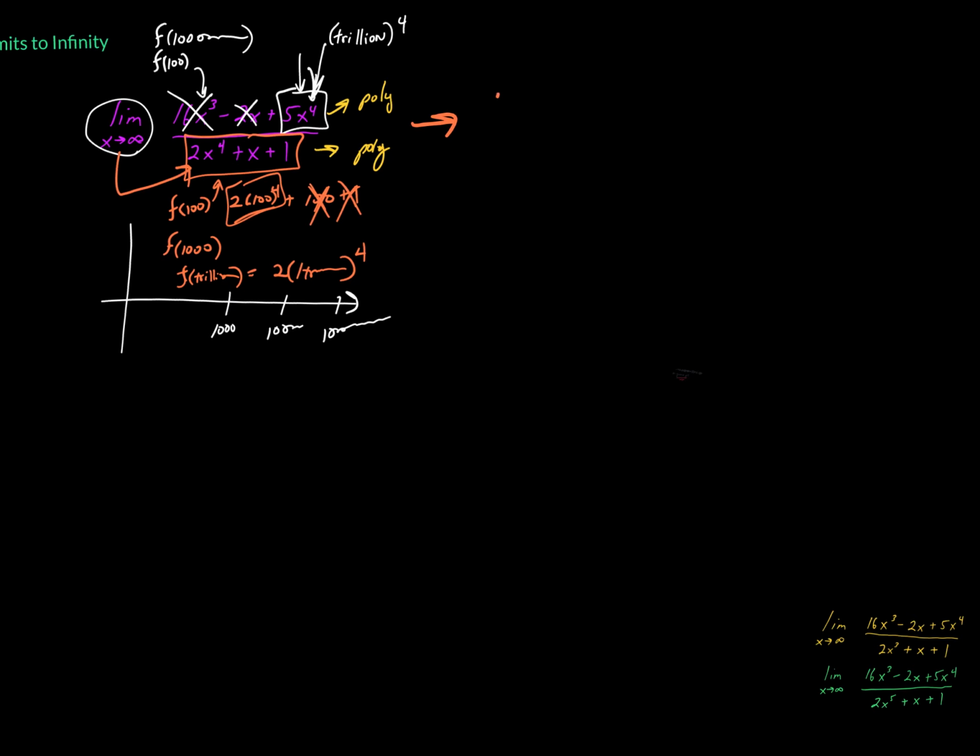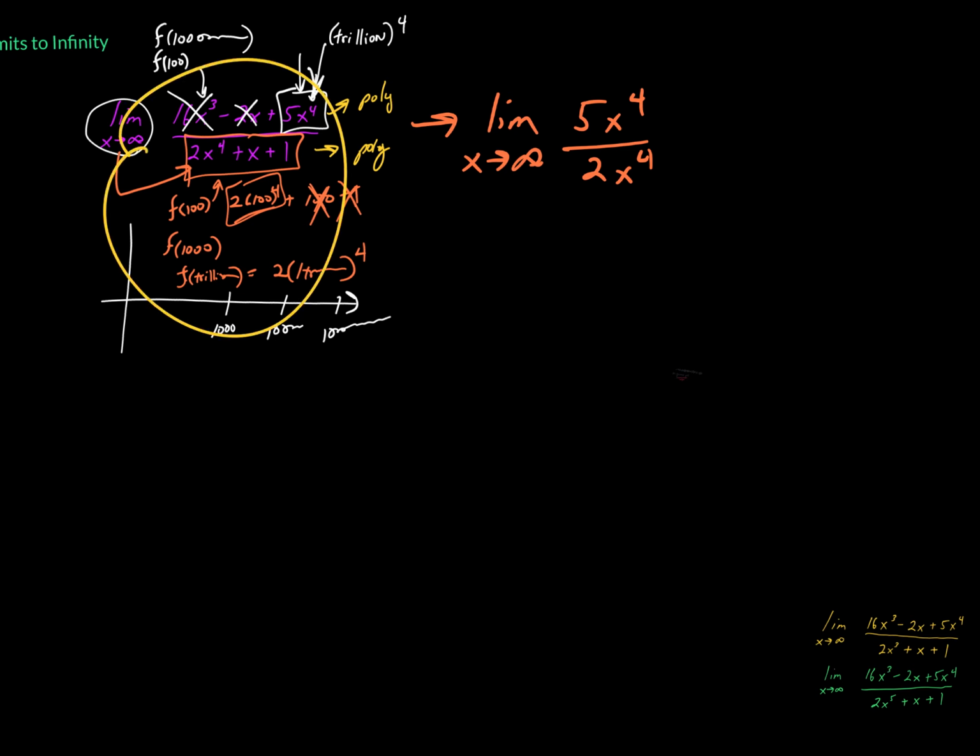Evaluating that is the same exact thing as evaluating this. What you do is you take the highest exponent in the numerator and the highest exponent in the denominator. And they run the show, and they tell you what's happening in the numerator and denominator. So evaluating this is the exact same as evaluating this.